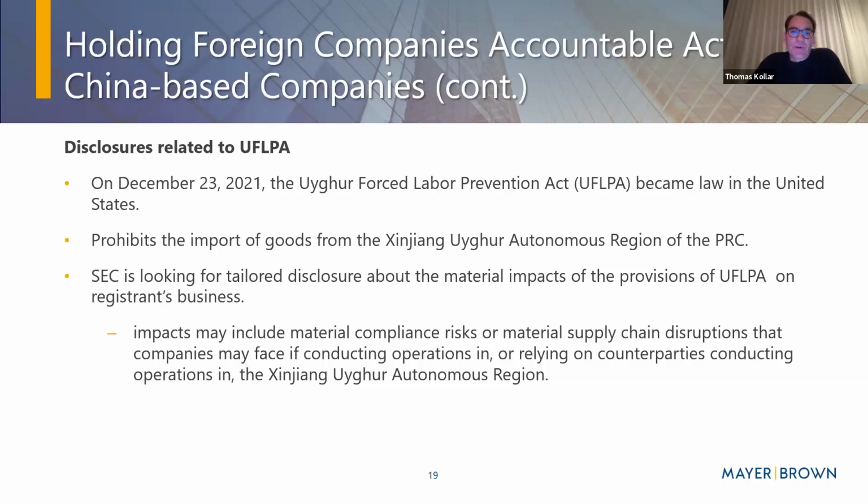And what the SEC is looking for here, and they brought this up in recent guidance, and they have been getting it in past disclosure, so they emphasized it again in 2023, is tailored disclosure about any material impacts of the provisions of the UFLPA on the registrant's business. Now, some of these impacts include material compliance risks or supply chain disruptions that companies may face, or if they're relying on counterparties conducting operations in that region. That's it really on the China focused disclosure requirements, and the thing to look for as you prepare your 20Fs this year. Brian, Lawrence, back to you guys.